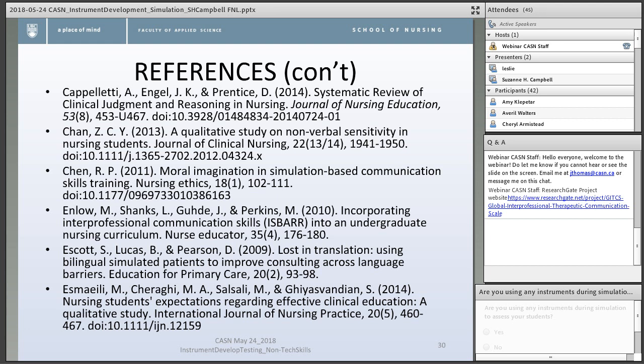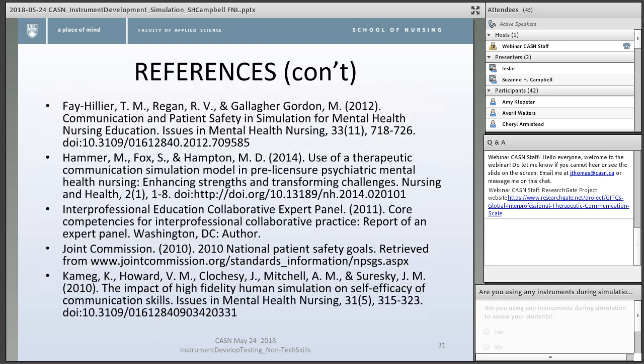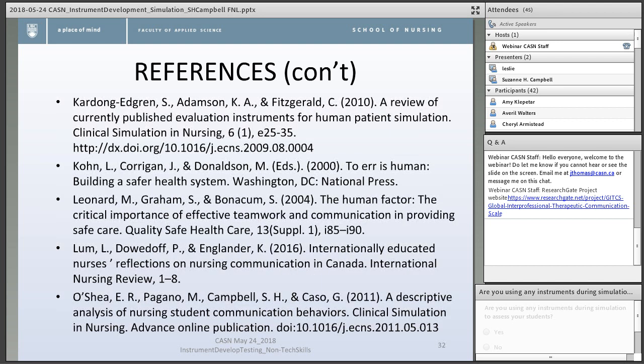But as I hope you can tell, I am passionate about this. I love instrument development. I love finding ways to formatively assess and work with our students to improve their clinical and non-technical skill practice, which communication and therapeutic relationships certainly are.